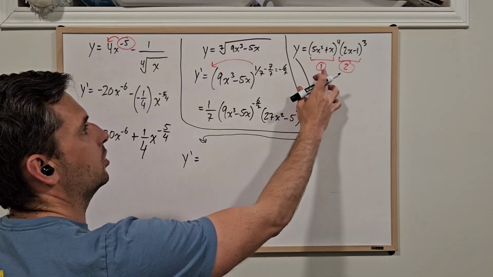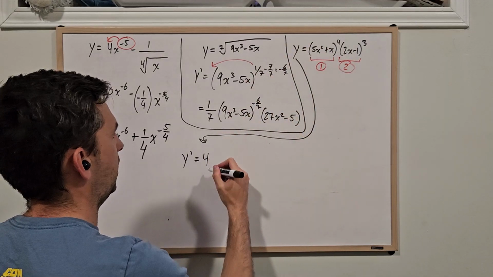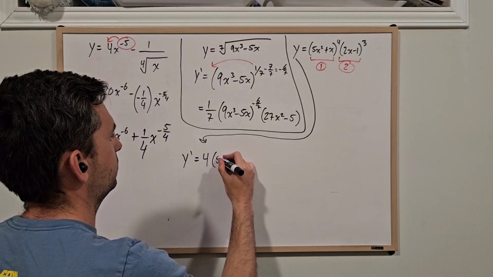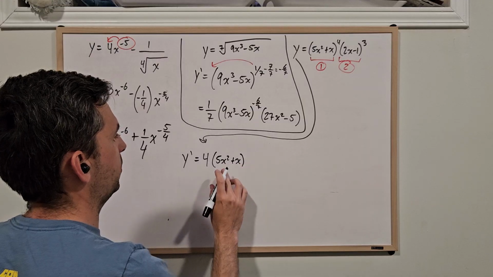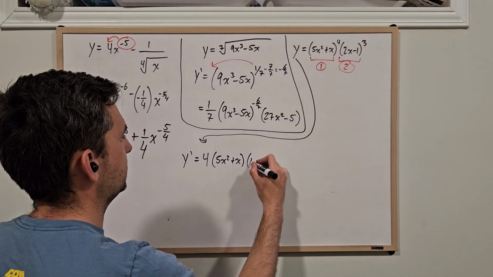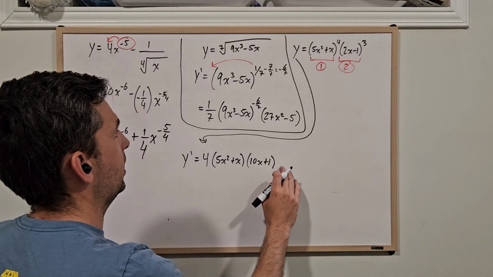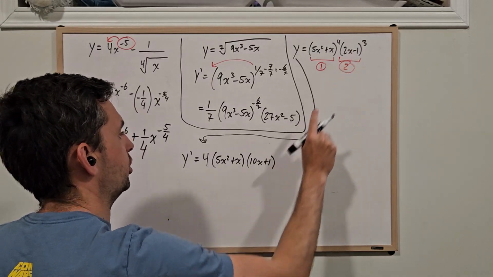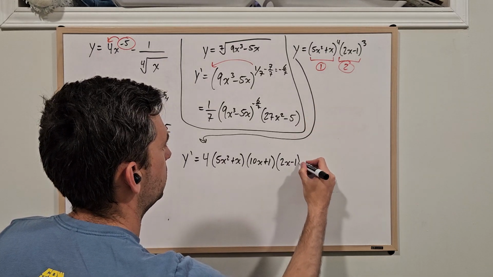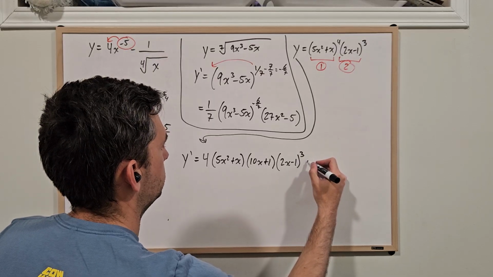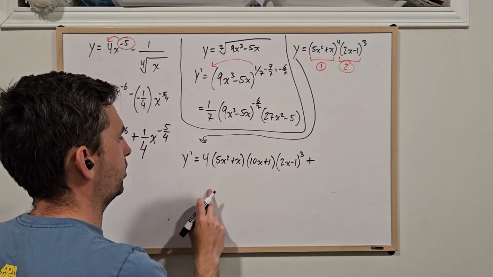So, here I'm going to take the derivative of the first part, right? So I'm bringing the 4 down. I have 4. I have the inside, which stays the same, 5x squared plus x, multiplied by the derivative of the inside, which is 10x plus 1. Okay? And I leave my second function alone for this part. So I still have to multiply by 2x minus 1 cubed. Okay? Now I add, and I'm going to add that second part here on the bottom.